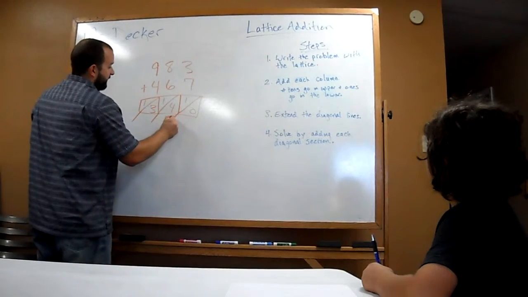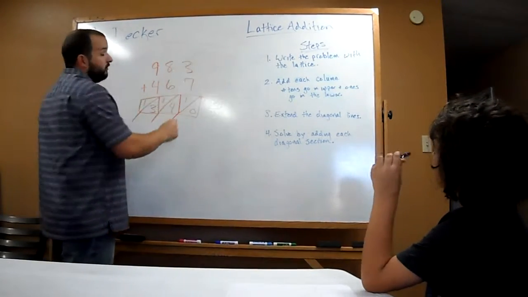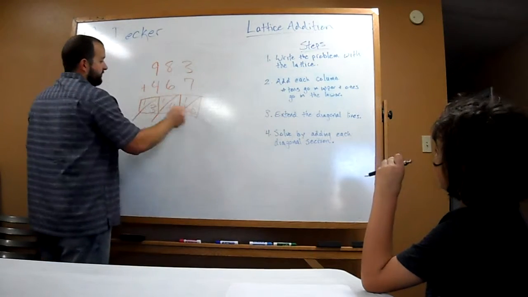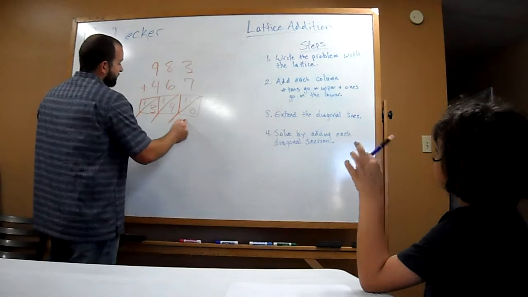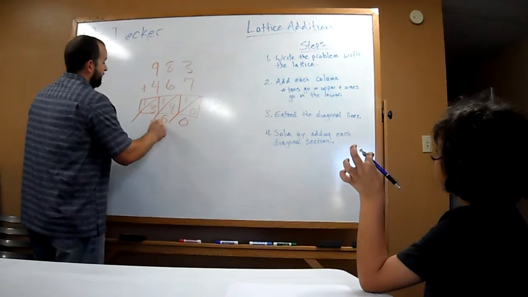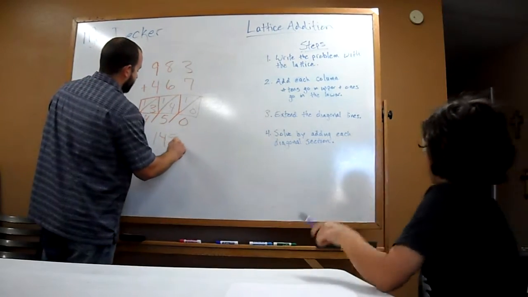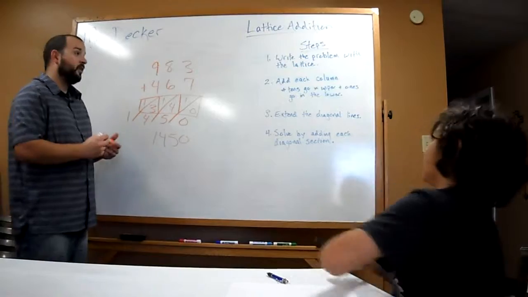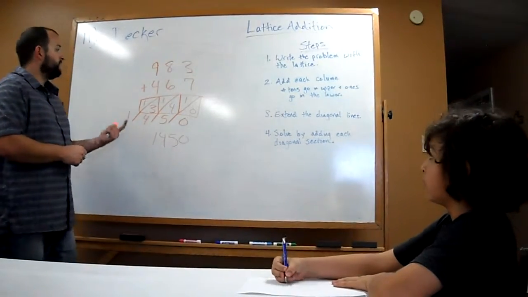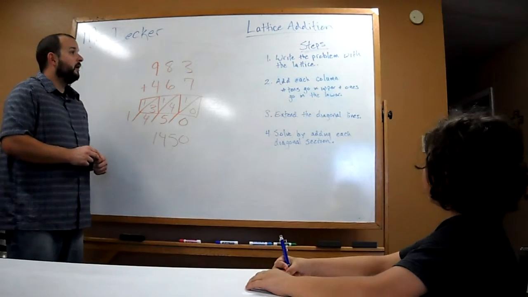And the cool thing I forgot to tell you guys is you can start on the left-hand side, or you can start on the right-hand side. It doesn't matter which side you start on, you're going to get the same answer. So remember we add our diagonals. Alright, and our answer is 1450. And this is just another way of doing addition. It's called lattice addition. So it's just another way we can add 3-digit, 2-digit, 4-digit numbers.